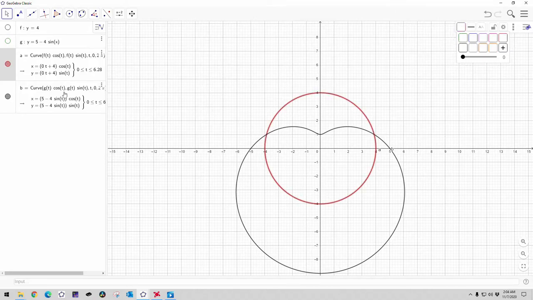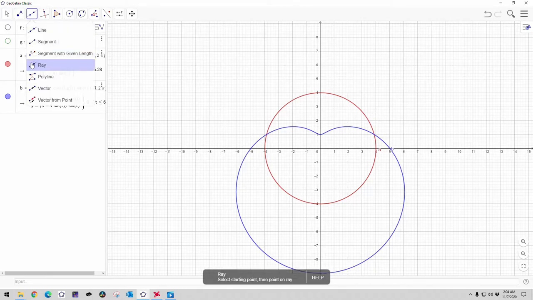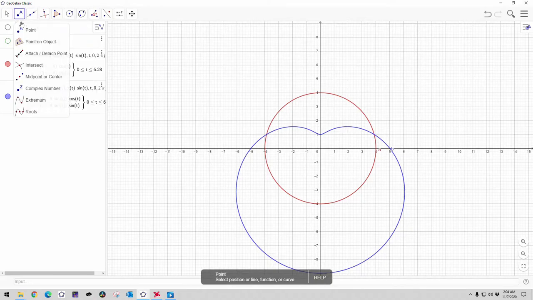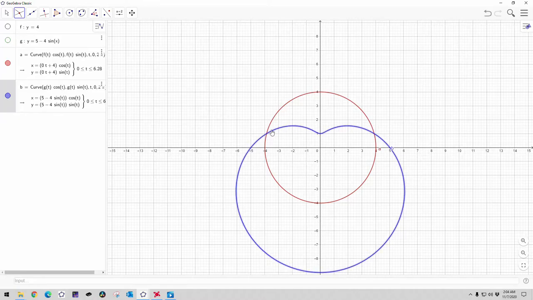All right, let me colorize these for you. Make it a little bit more vivid. Okay. So then, what about our intersection points? We needed to find the intersection points between these guys, right? And that's exactly the two points that we found, but they're in rectangular form here.